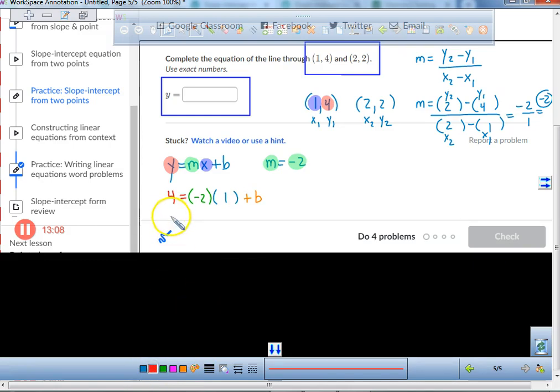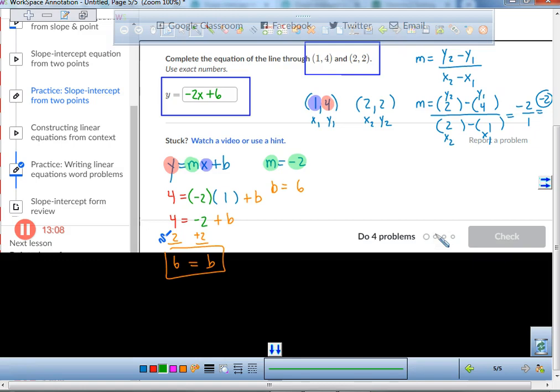So here we go. So we have 4 equals -2 times 1, and -2 times 1 is -2, plus b. So if I add 2 to both sides, I get b equals the number 6. So what did my b value end up equaling? 6. So what would I write right here for my slope intercept form? I would write -2x plus 6. That would be my answer in slope intercept form.